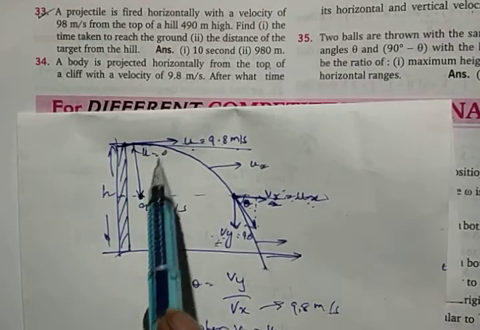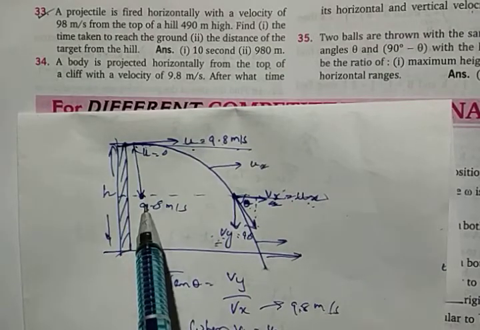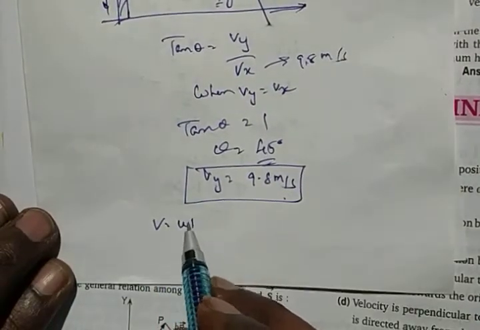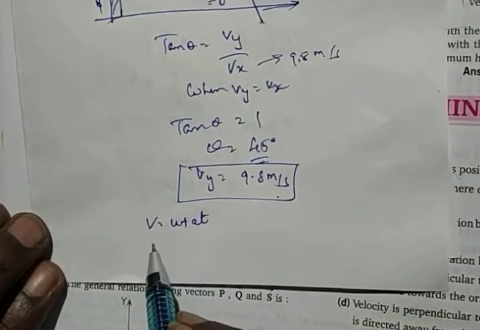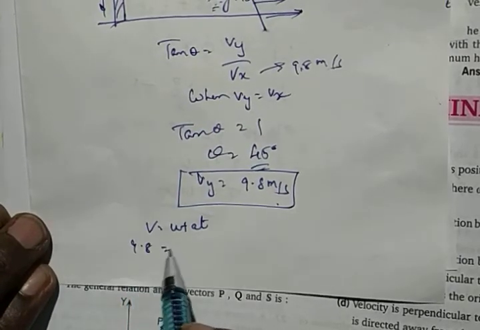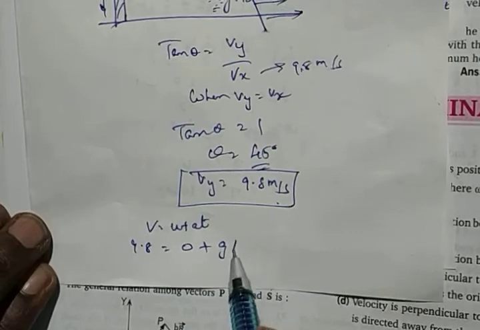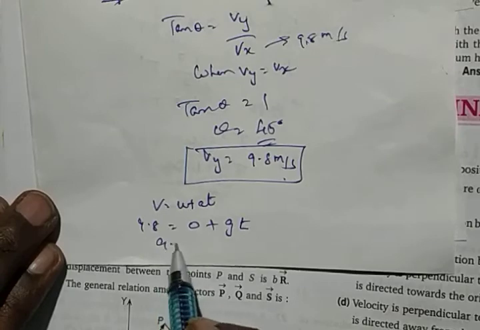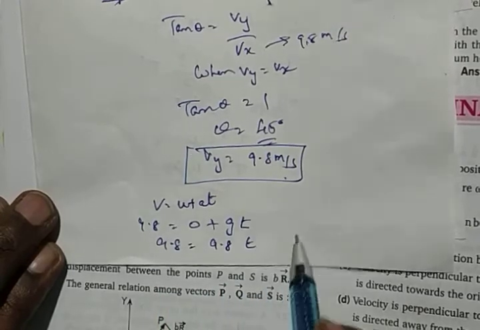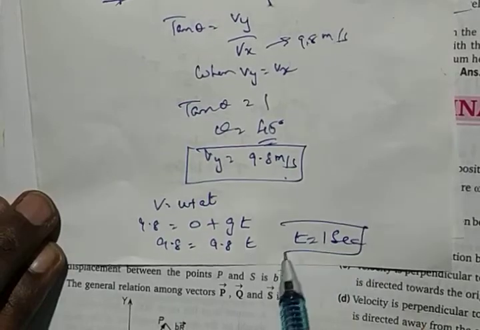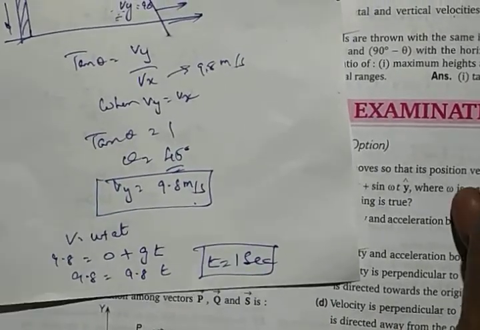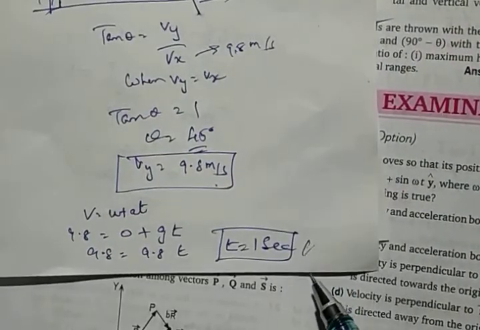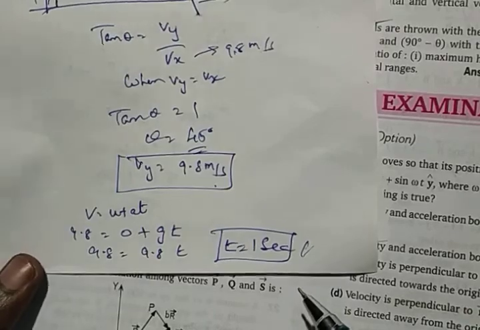Initial velocity is 0. From here to here it's going to come. Time is asked. So how will you find it? v is equal to u plus at. So final velocity v is 9.8, u is 0, plus g t. What is g? 9.8. So 9.8 is equal to 9.8 into t. t is going to be equal to 1 second. That 1 second is the answer here. So we finally bring out this final format. Same kind of question here.